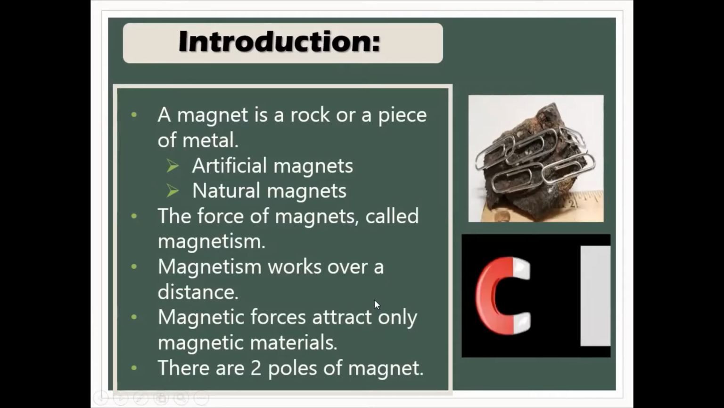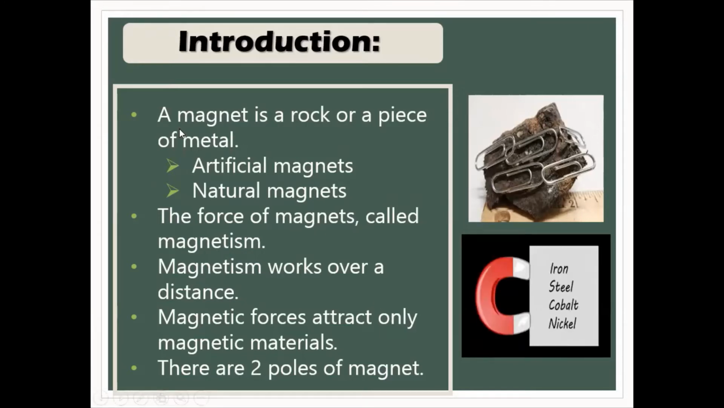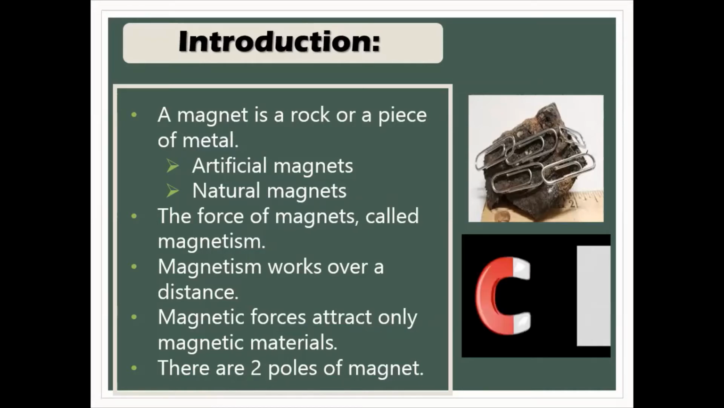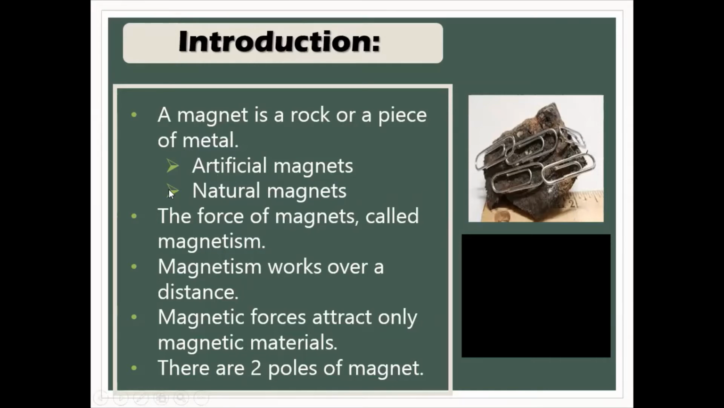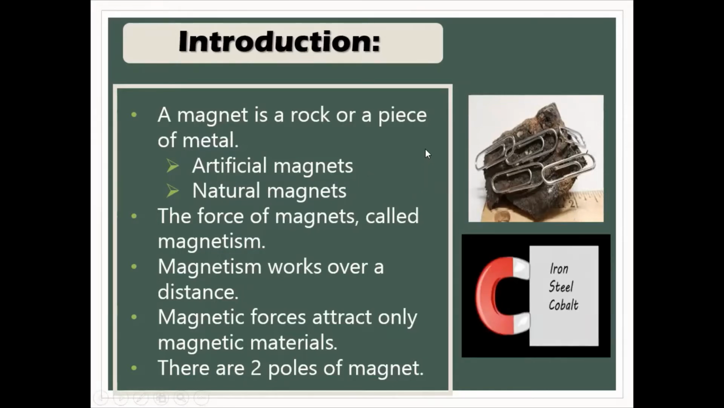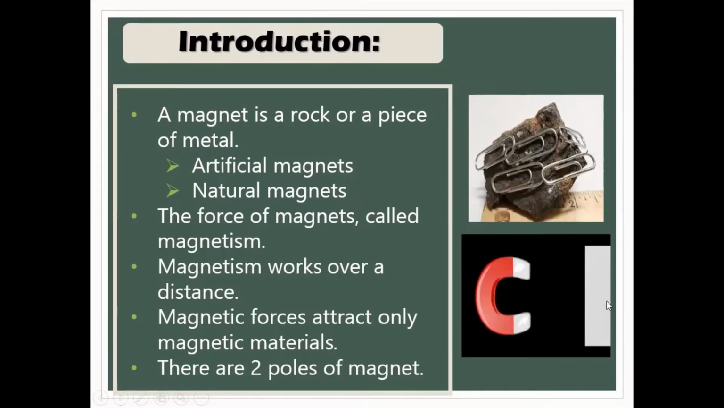So how do we classify magnets into two different types? Yes, you are right. We can see that it's based on their occurrence. One is artificial, which is man-made, and one is natural magnets. The force of a magnet is called magnetism, and magnetism works over a distance. It does not mean that it will touch any objects. If the particular material is magnetic, it moves towards the magnet.